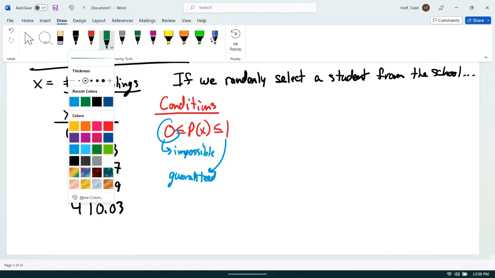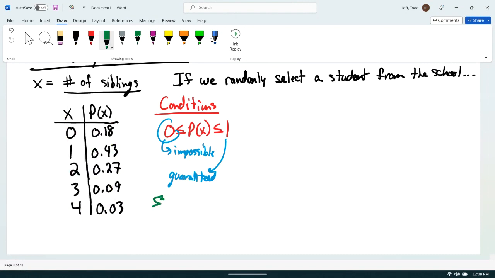The second condition is the total. Remember that symbol means the sum of all the probabilities, the P of X's, has to add up to 1. So if I add these all up here, what do I get? 61, 88, 97. Yes, that adds up to exactly 1. So that's perfect. Total probability of 1. So this is a valid probability distribution.